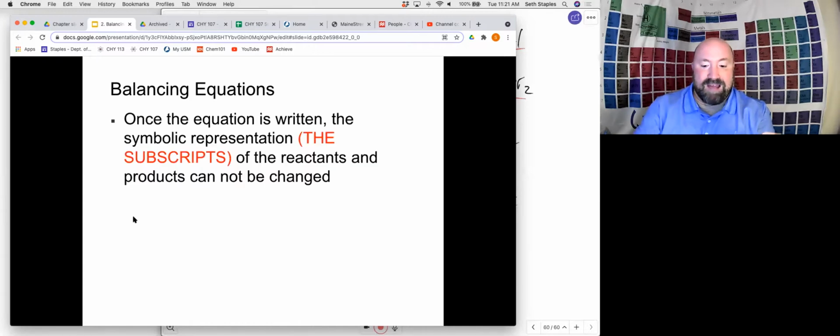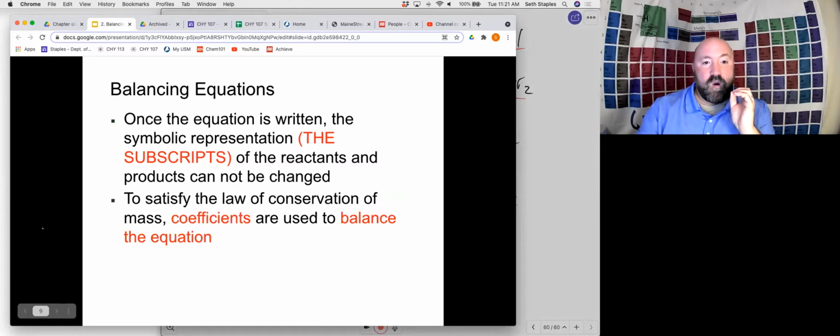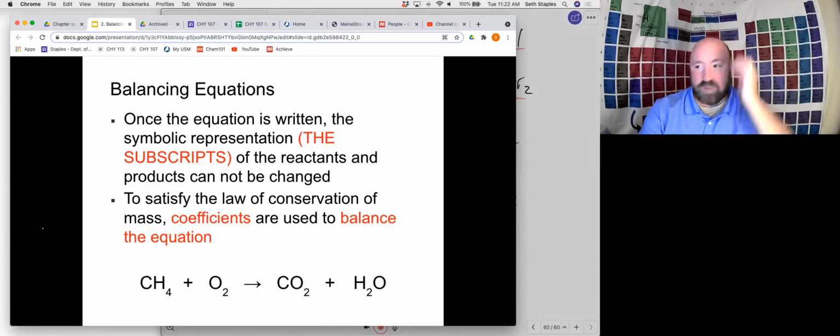So when we balance equations, once the equation is written out, the subscripts of the products or reactants cannot change. Once you figure out what those are, those don't change. What can change is the coefficients in front to satisfy the law of conservation of mass, and we call that balancing a chemical equation.